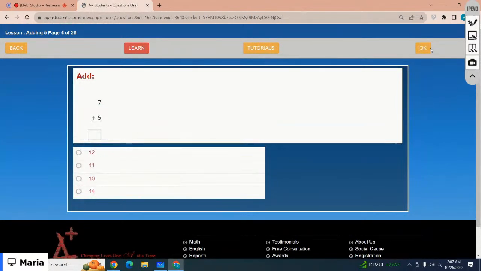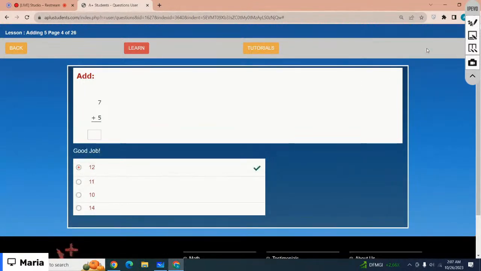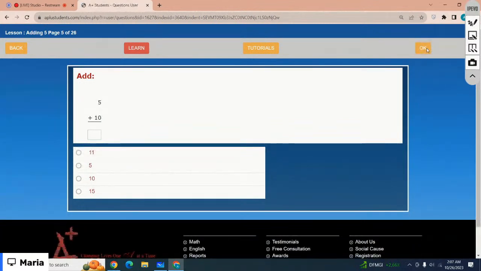Okay, the next one is 7 plus 5. Which is the correct option? Start with 7 and count up 5. So 7 plus 5 makes 12. Very good. The correct option is 12. Okay, the next one is 5 plus 10. Which is the correct option?